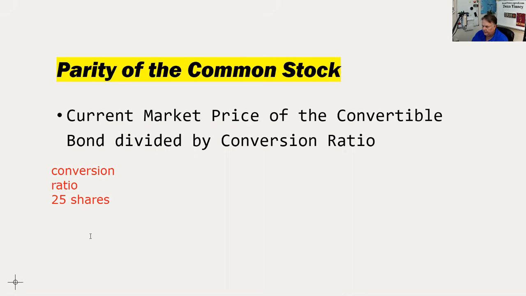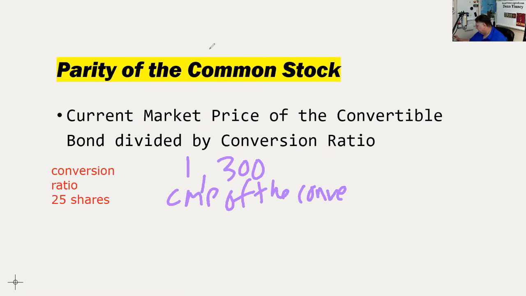Now to get parity of the common stock, we're going to take the current market price of the convertible. So maybe your client is considering buying this bond for, I'll just make up a number, 130. And remember, in bond speak, what that is, 1,300. So that's the current market price of the convertible.